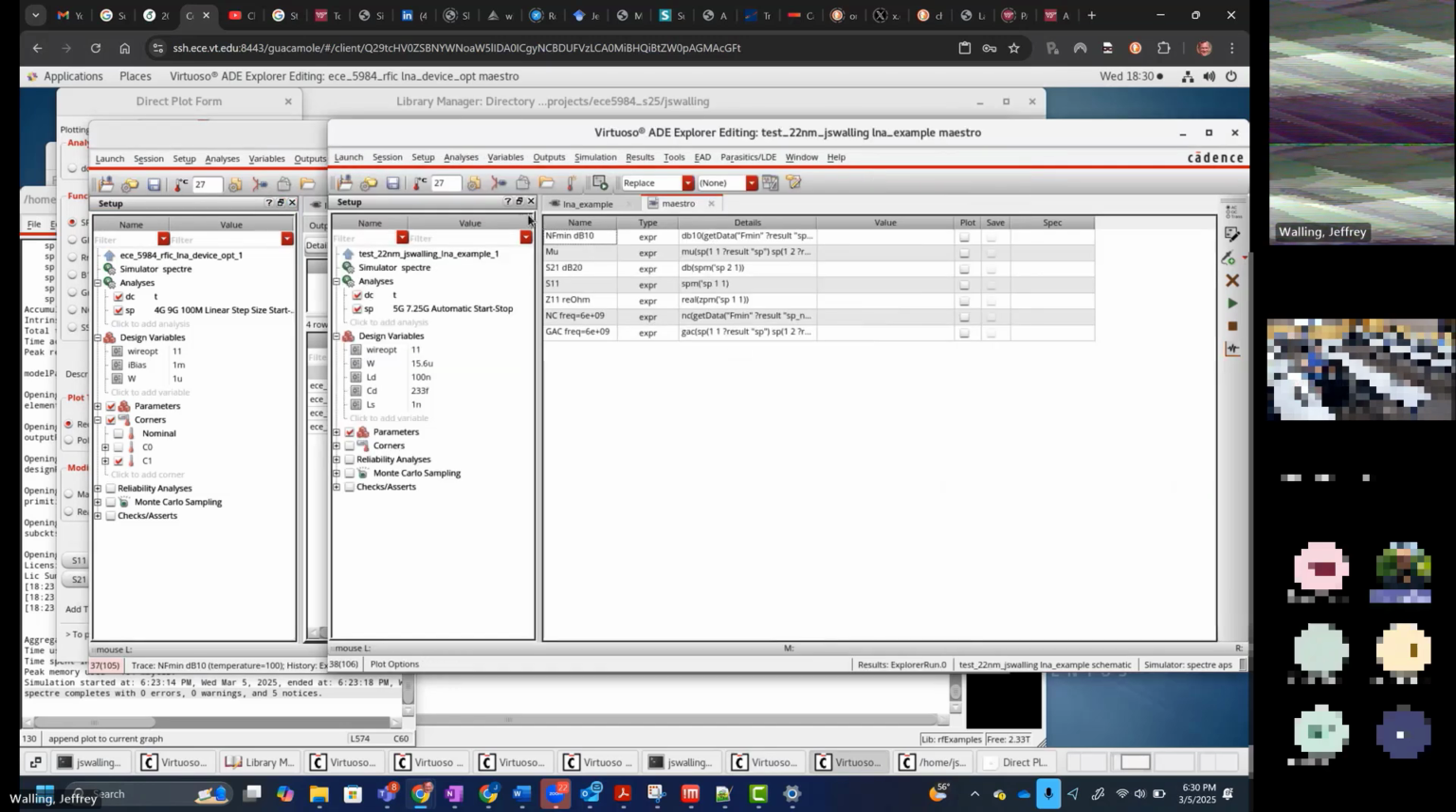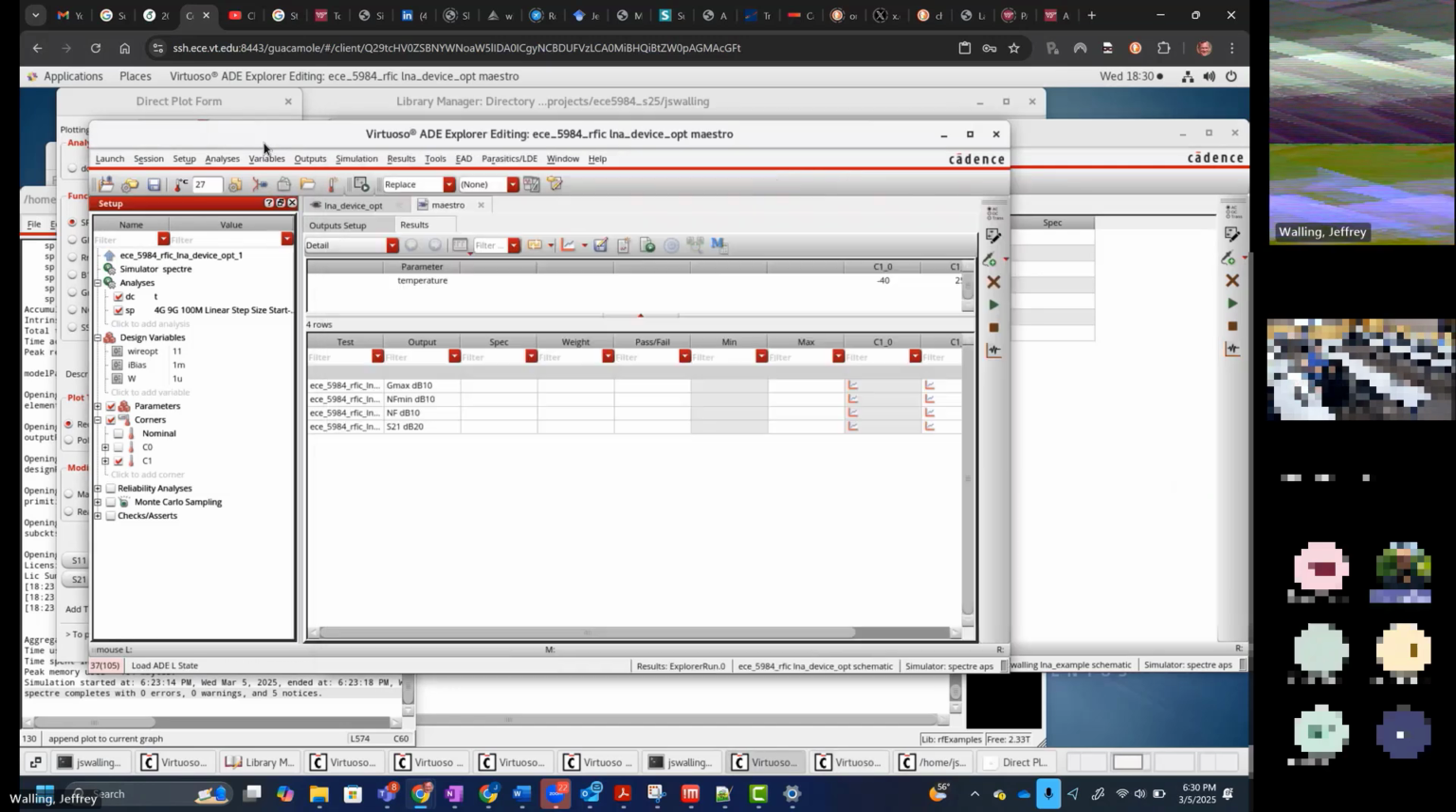Professor, what's the main difference between noise figure and noise figure minimum? So noise figure is the actual noise figure that the simulation is giving you right now. Noise figure minimum is the minimum that it could possibly ever be. If you terminated the transistor exactly correctly, that's what it would be.